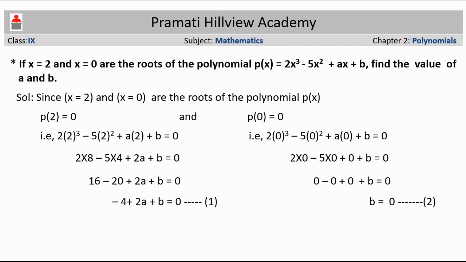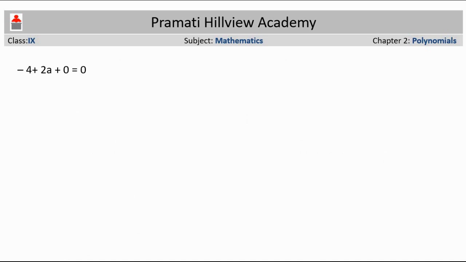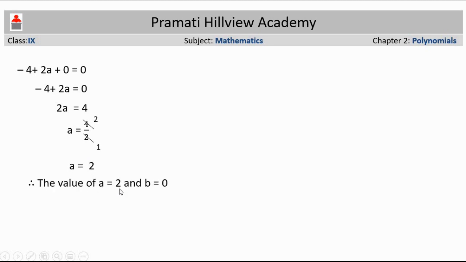Now substituting b is equal to 0 in equation 1, that is substituting 2 in 1, we get minus 4 plus 2a plus 0 is equal to 0. That is minus 4 plus 2a is equal to 0. Shifting minus 4 to the other side of the equality, we get 2a is equal to 4. Therefore, a is equal to 4 by 2. So, simplifying, 2 1s are 2, 2 2s are 4. We get a is equal to 2. Therefore, the value of a is equal to 2 and of b is 0.